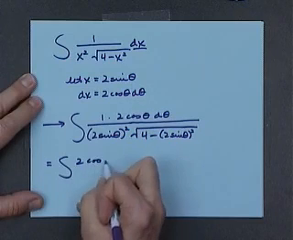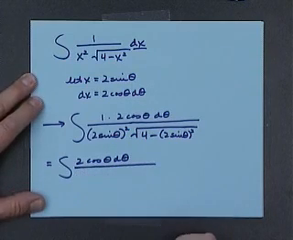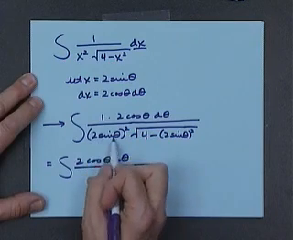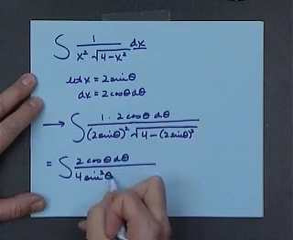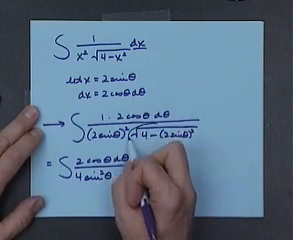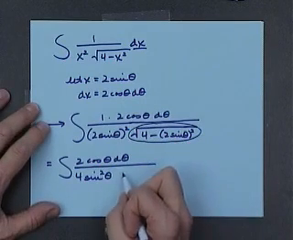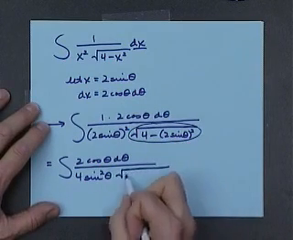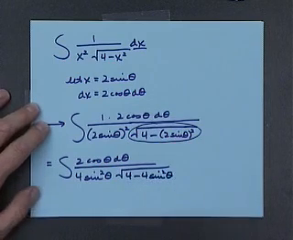So we've got 2 cosine theta d theta. Here we've got 4 sine squared. That's kind of irrelevant to whether or not this is going to help us solve the problem. Here's the relevant piece. Are we going to be able to get rid of the radical? Well, that becomes 4 minus 4 sine squared.